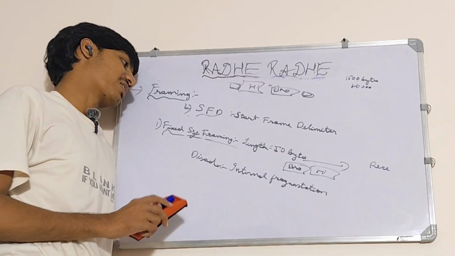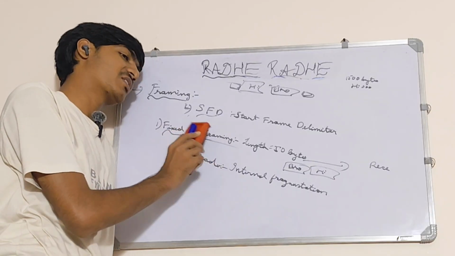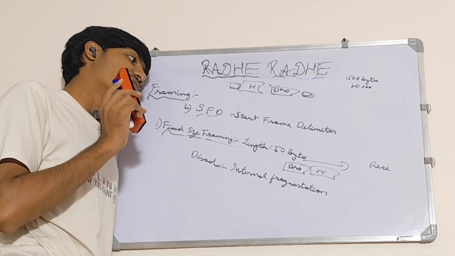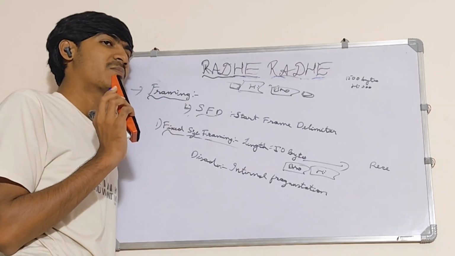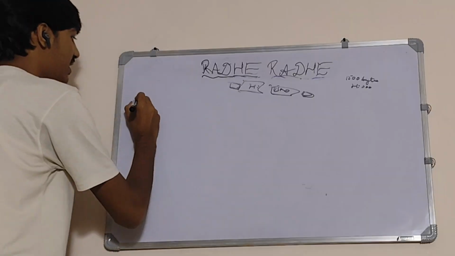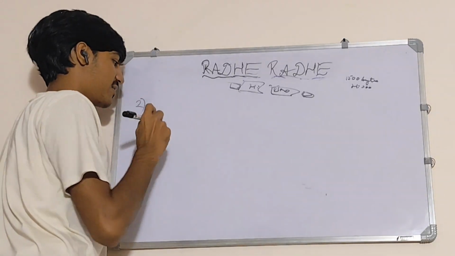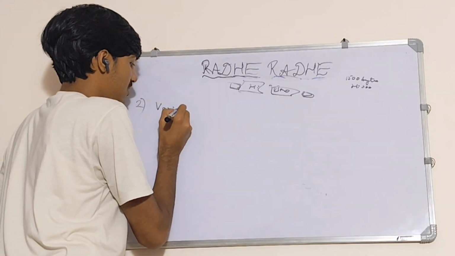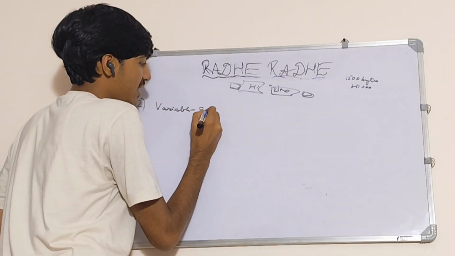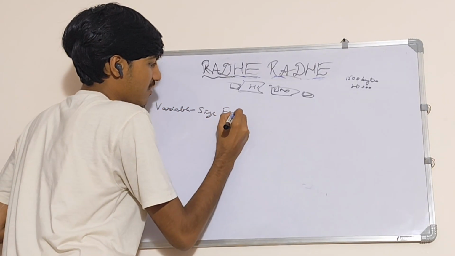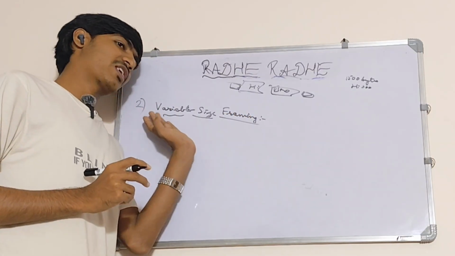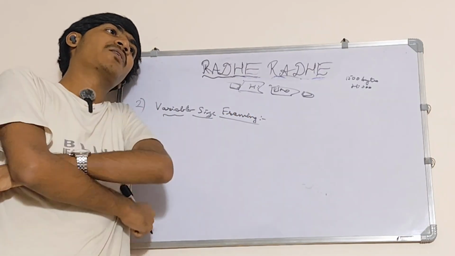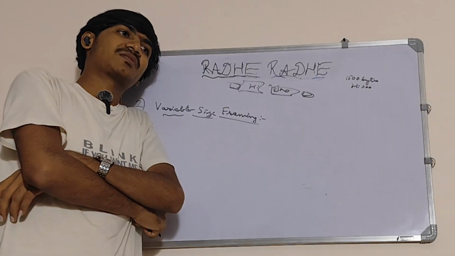That's the reason some genius came up. He told, okay, we will not use fixed size framing. We will use variable size framing, nothing but dynamically we will keep on updating the size of the frame. And the second type is actually called variable size framing.